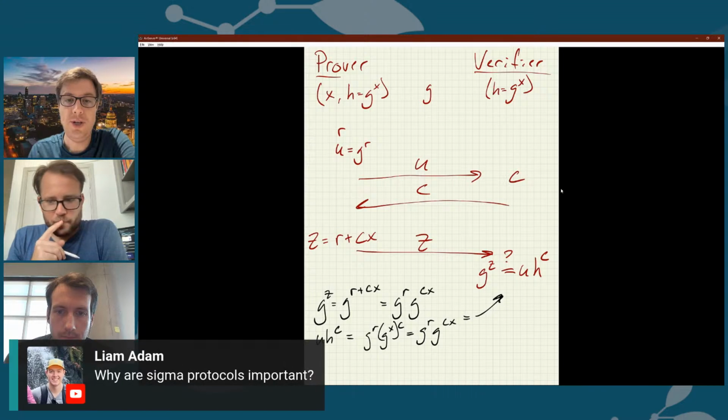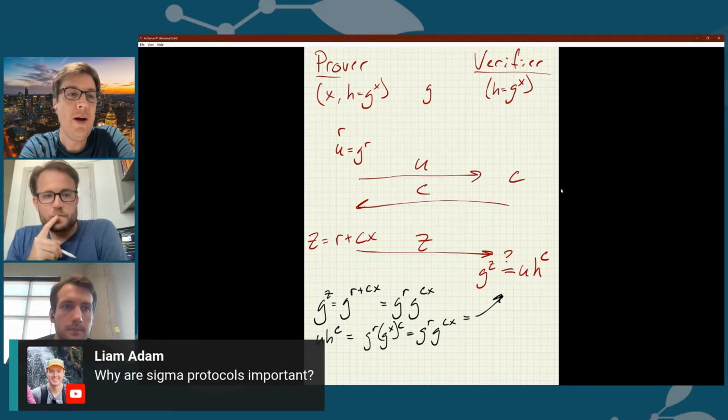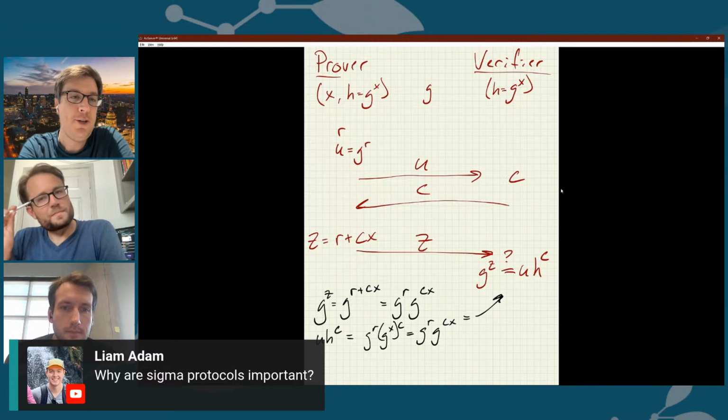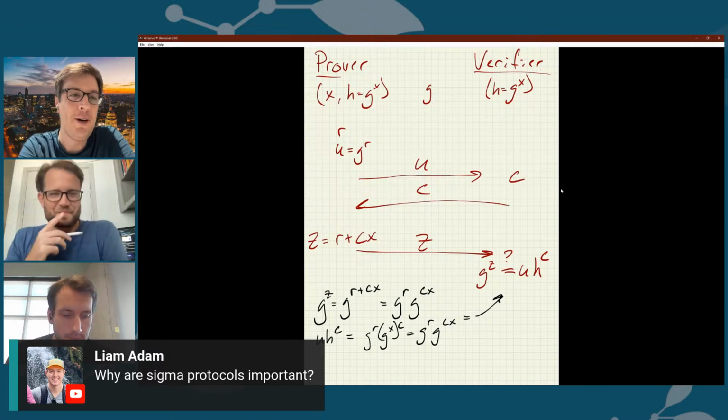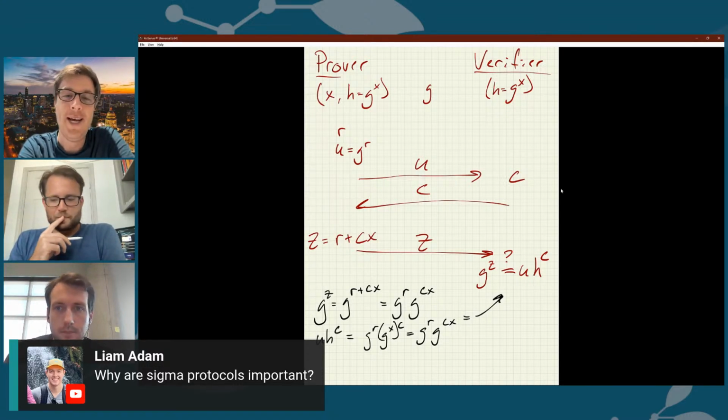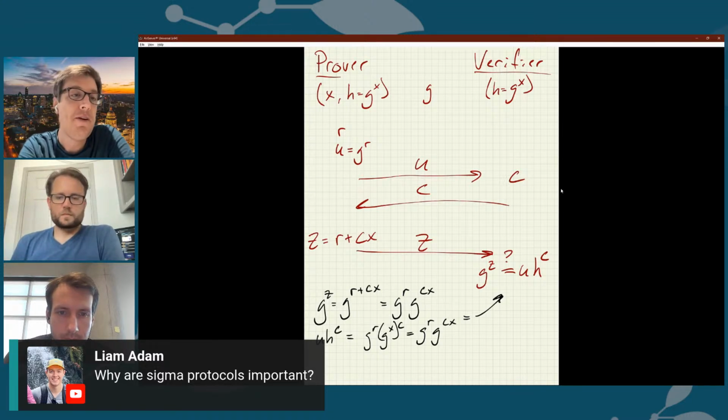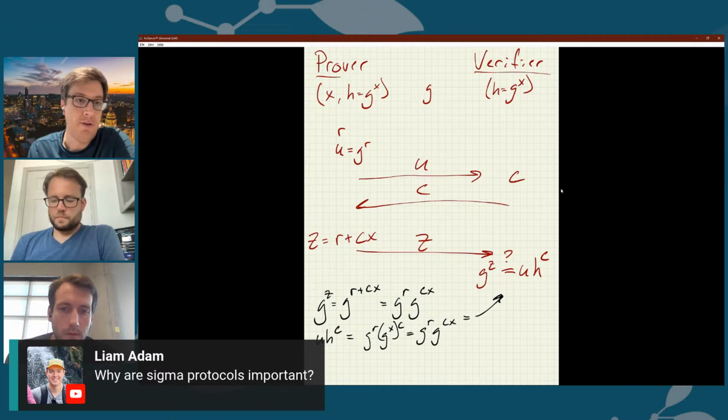Then we had one question from Liam. Why are Sigma protocols important? We are going to get to that. I wanted to explain what Sigma protocols are first before we get to that. But at a high level, they're just a very nice, efficient, simple way of doing a zero knowledge proof. How you can use a zero knowledge proof, that's what we'll get into later.